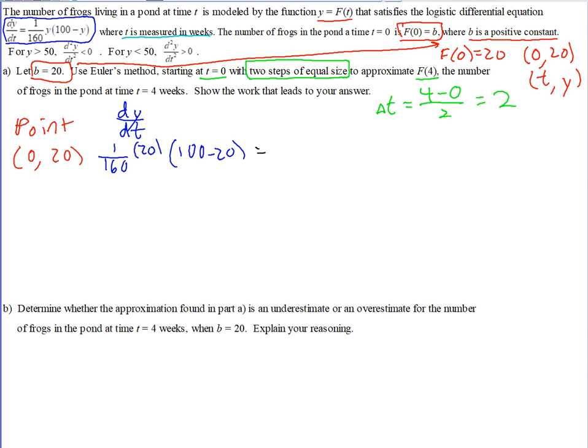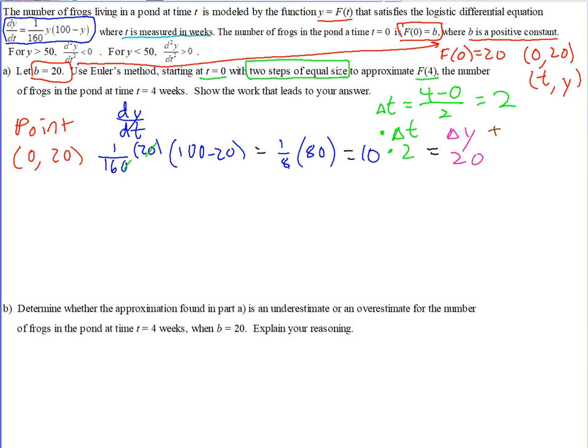Notice 20 over 160, you can first reduce the zeros. So it's 2/16, but that reduces to 1/8. And then 100 minus 20 is 80. And then 8 goes into 80 10 times, 1/8 of 80. So we get a derivative of 10. And then you multiply that by the step size delta t, which I figured out was 2, to get the change in the y-coordinate, in this case the change in the number of frogs, is 20.